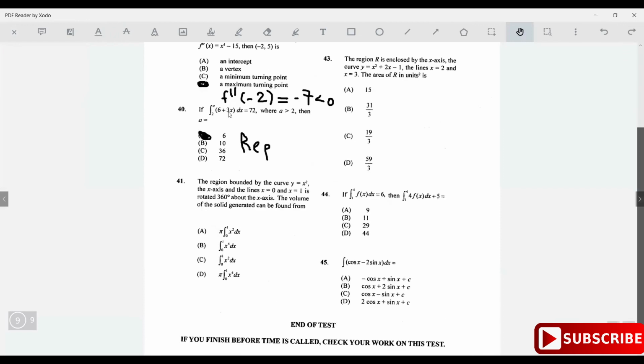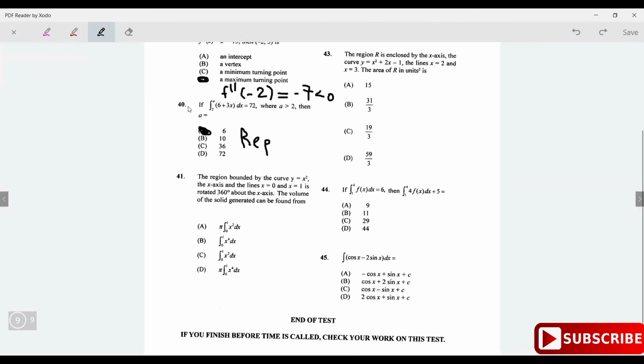Question 41, this is another repeat question to find the volume. And it was pi times the integral from 0 to 1 of x to the 4. This is another repeat question.